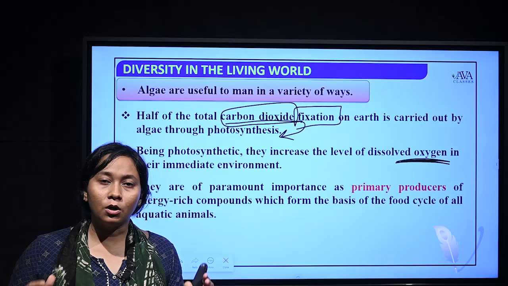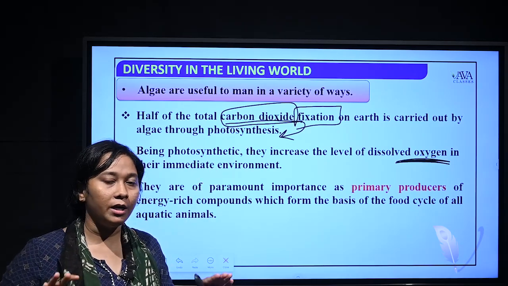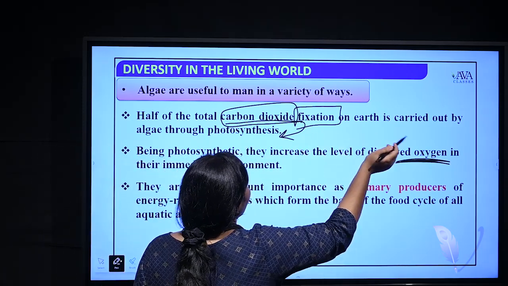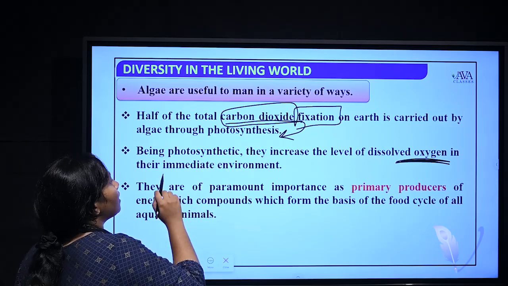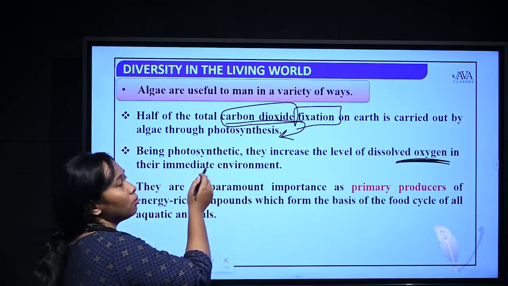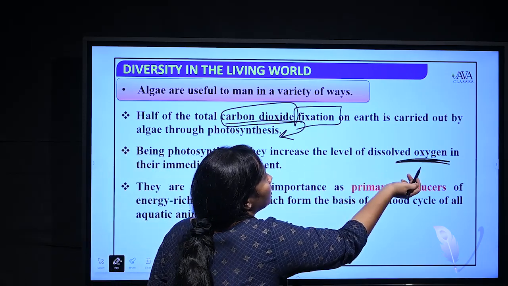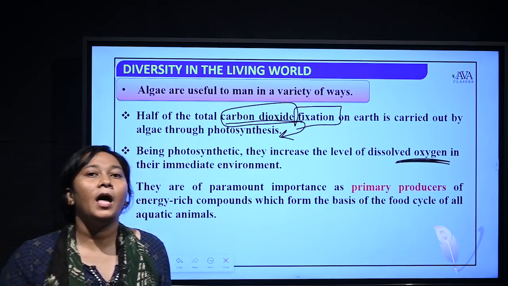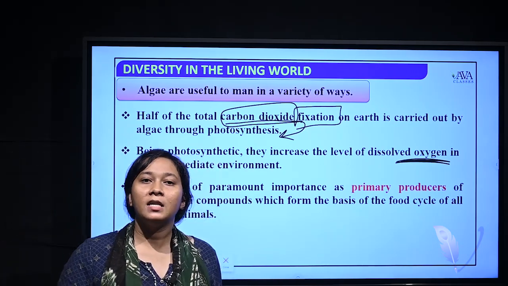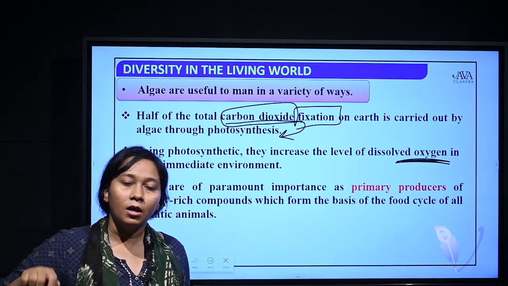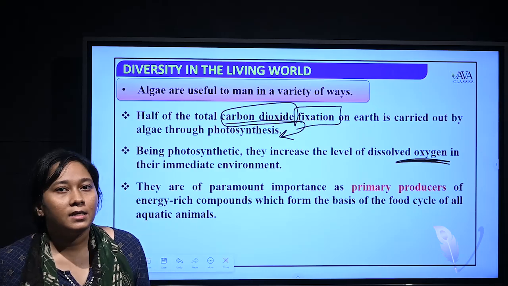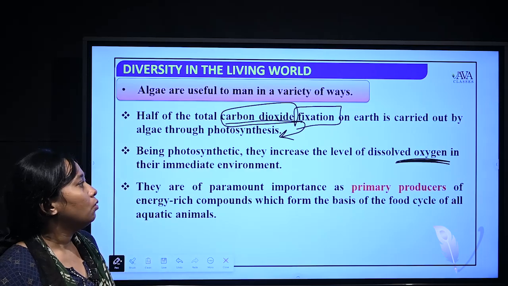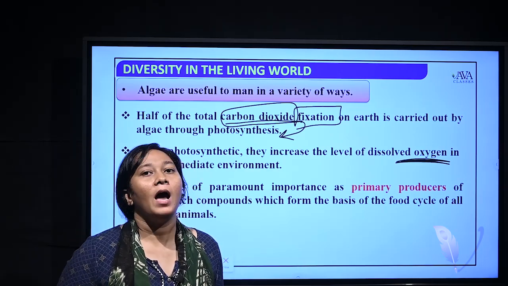As algae grow, they clean our environment. It is very ecologically helpful. Half of the total carbon dioxide fixation on earth is carried out by algae through photosynthesis. Being photosynthetic, they increase the level of dissolved oxygen in the immediate environment. It will be helpful to the fish and to the aquatic organisms residing inside the aquatic habitat. Though they reside in the aquatic habitat, they also need oxygen to survive.